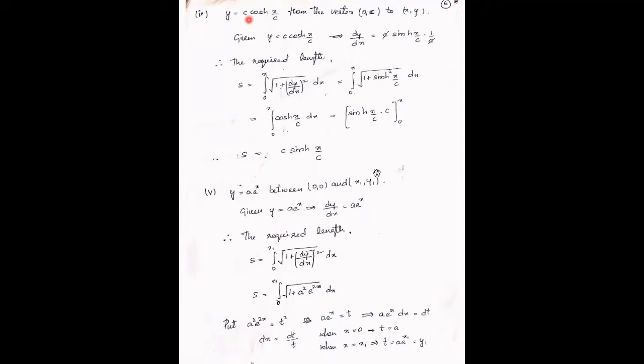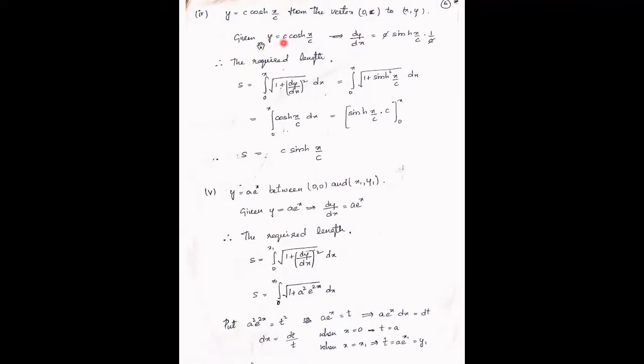y is equal to c cos hyperbolic x by c, from the vertex 0, c to x, y. They have already given you the points, so writing the limit for this will be easy. You can either differentiate the given equation with respect to x or with respect to y. If you are differentiating with respect to x, then you should use the limits for x, that is 0 to x. If you are differentiating with respect to y, then you should use the limits for y. That is as simple.